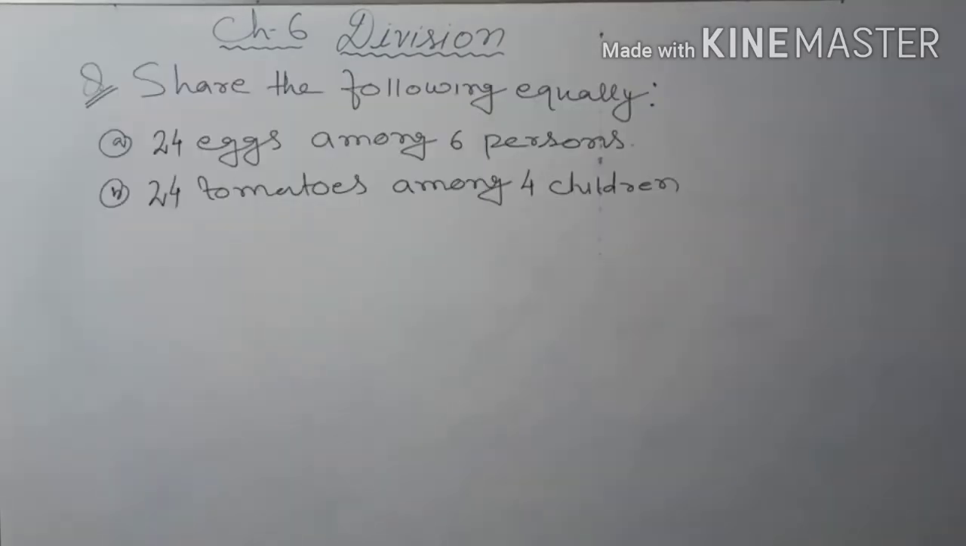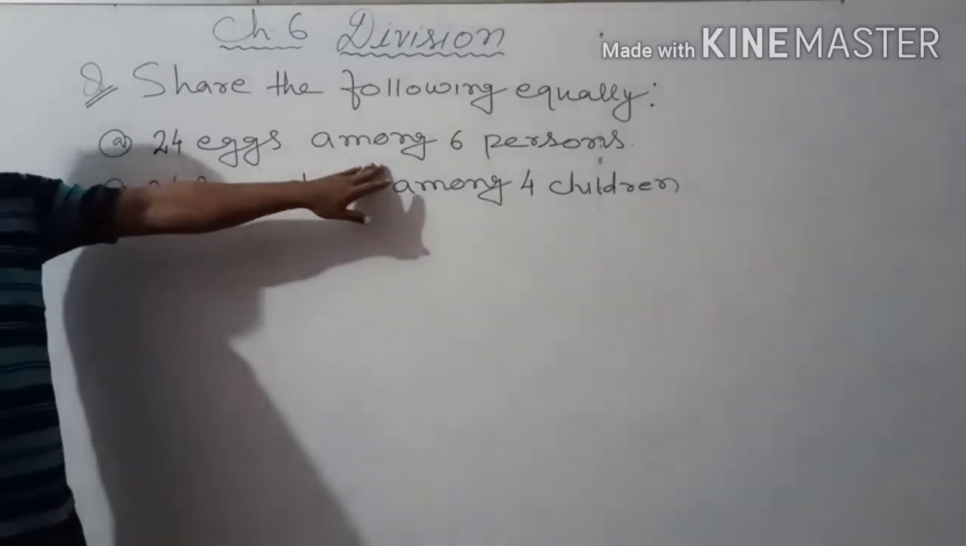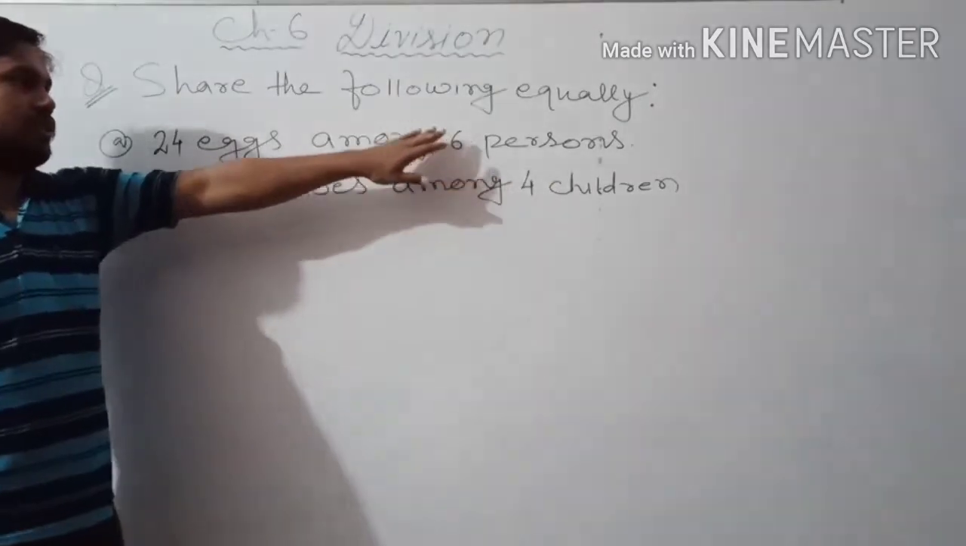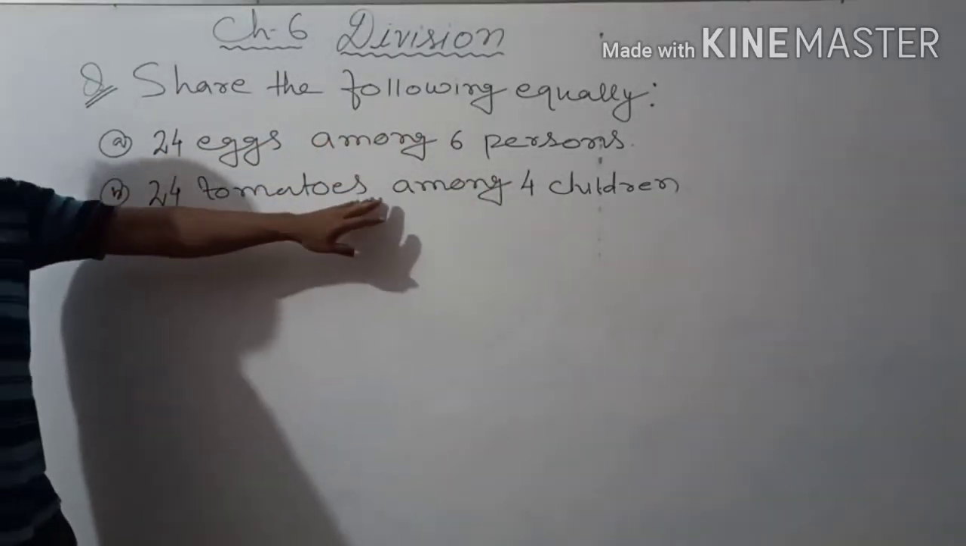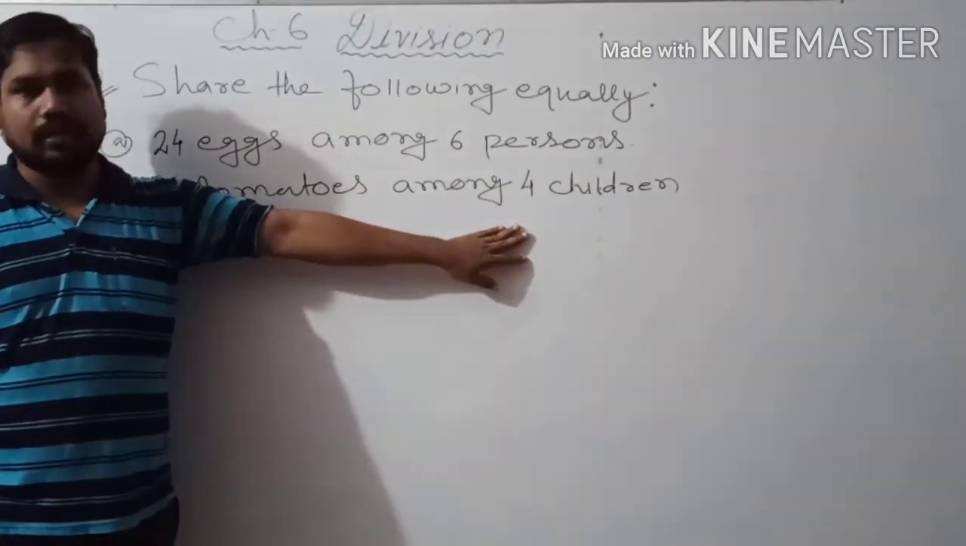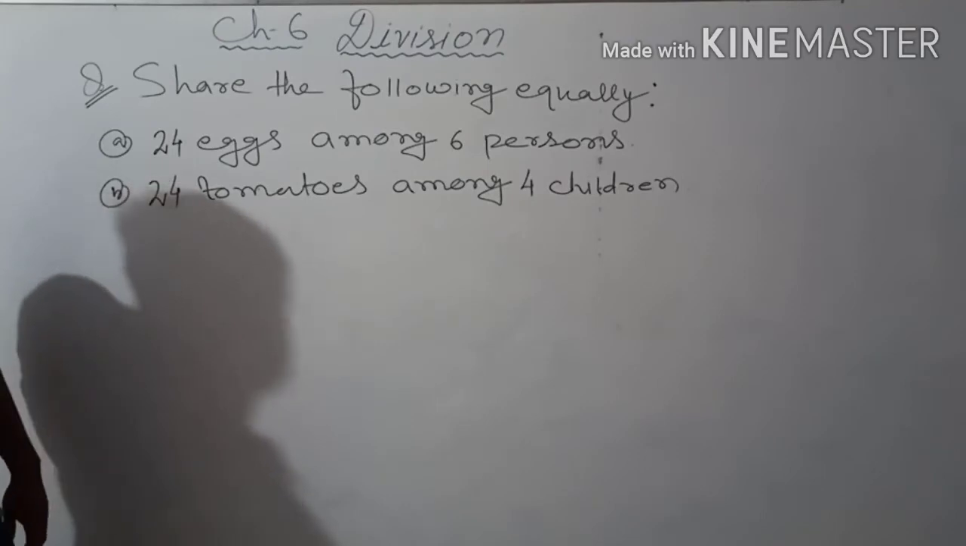Now here we have one question. Share the following equally. 24 eggs are there. You have to share among 6 persons equally. And then we have 24 tomatoes which you have to share among 4 children equally. Okay, so both the numbers I have taken the same.